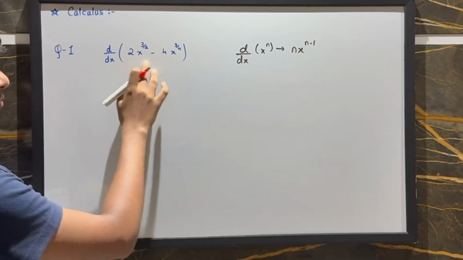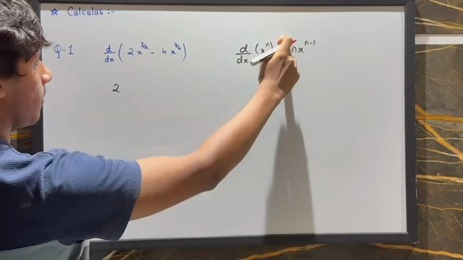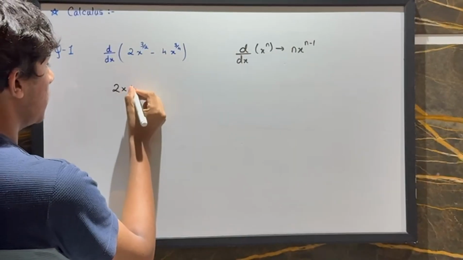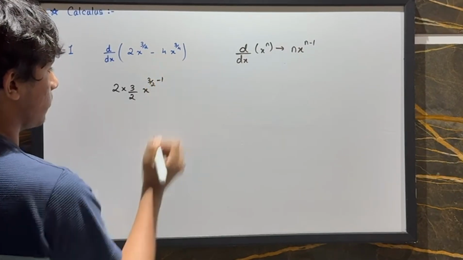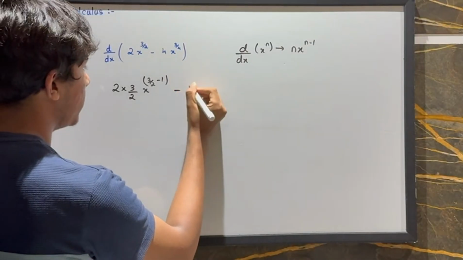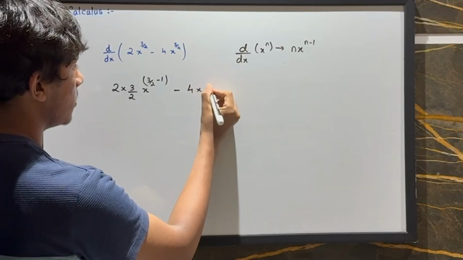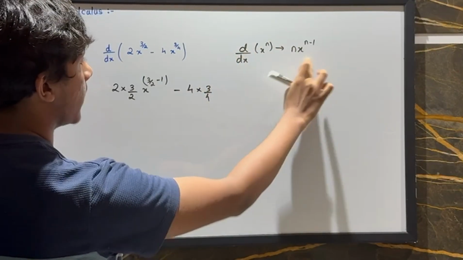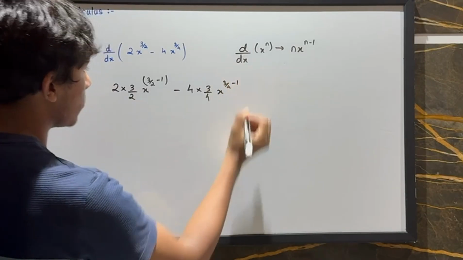So if we differentiate this first function, 2 will come out. This 3 by 2 from the top will come in the front, which would be times 3 by 2 x to the power n, which is 3 by 2 minus 1. The same thing will be done here, which is minus 4 comes out, x to the power 3 by 4. 3 by 4 comes in the front, like this here, and x to the power n minus 1. So x to the power 3 by 4 minus 1.